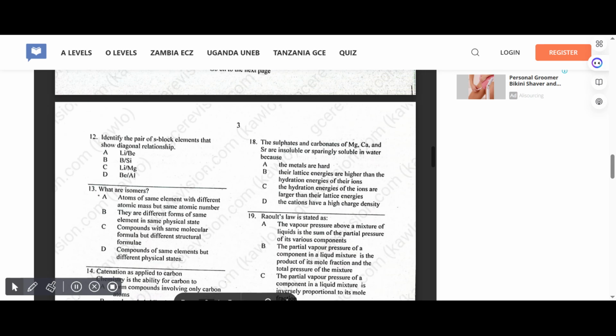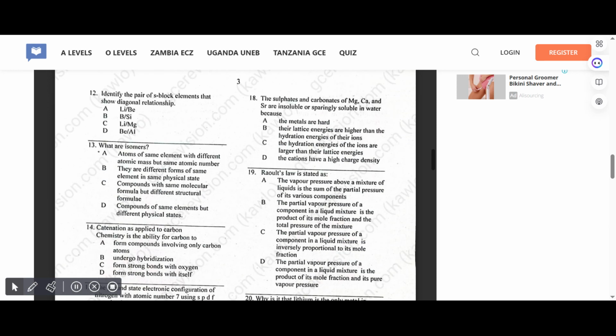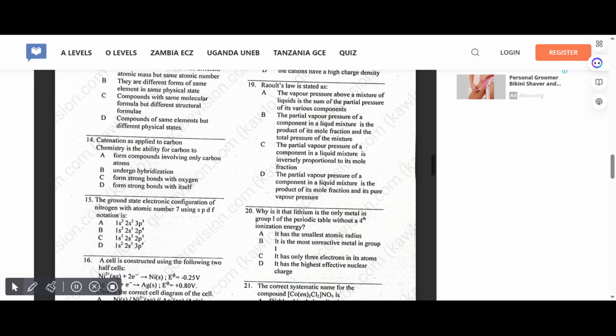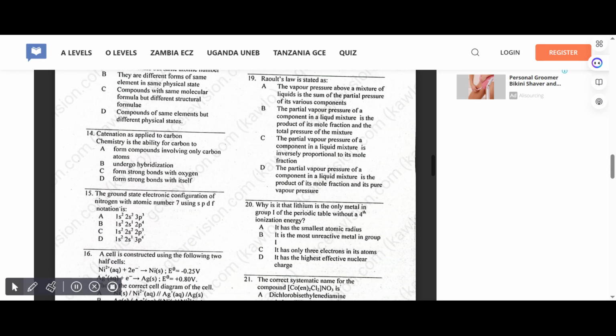Identify the pair of S block elements that show diagonal relationship. Correct answer for 12 is C. What are isomers? Correct answer for 13 is C. Compounds with same molecular formula but different structural formulae. So that is it. Catenation as applied to carbon chemistry is the ability for carbon to, correct answer is A, form compounds involving only carbon atoms.